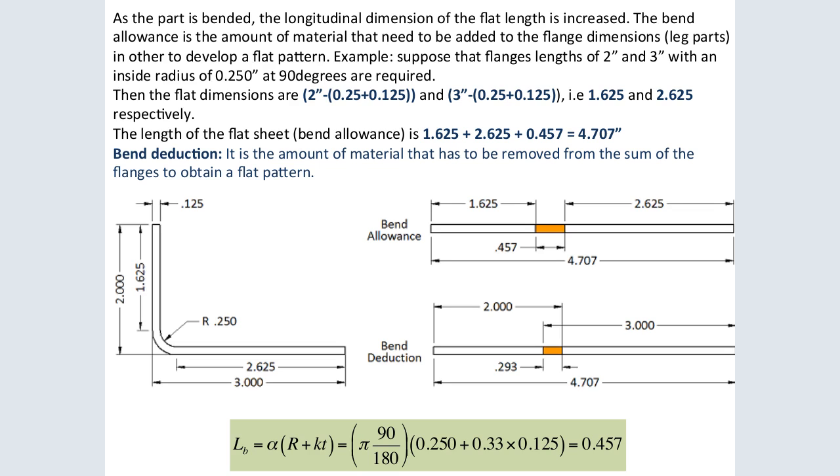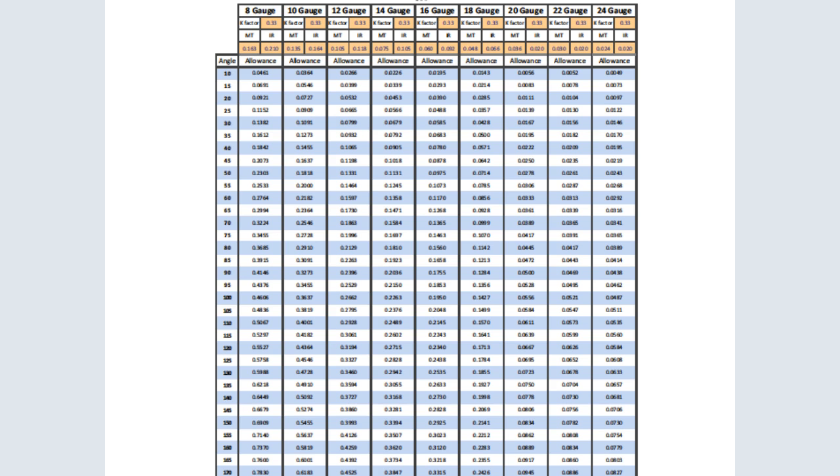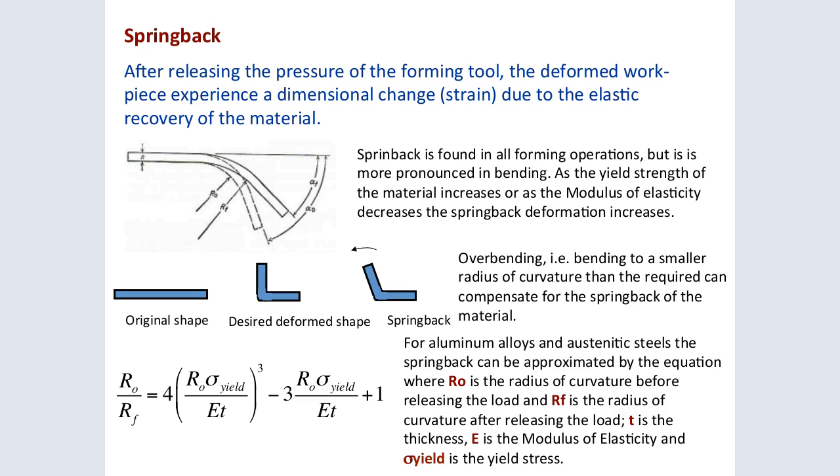Then as the part is bent, the longitudinal dimension of the flat length is increased. So the allowance is the amount of material that needs to be added to the flange dimension, in order to develop the flat pattern. So you can see how the bending is done. We have already talked about that bending.